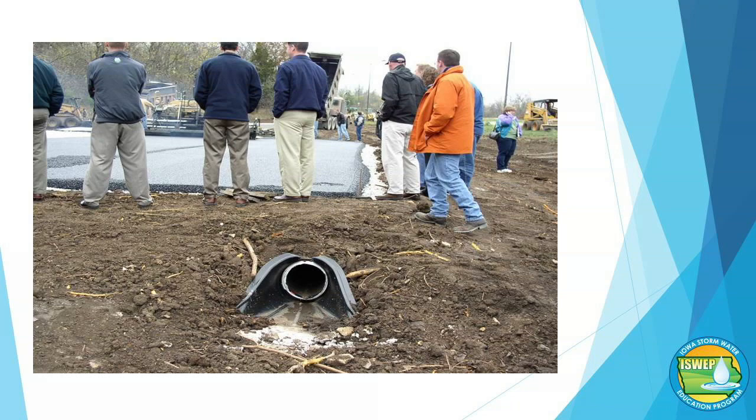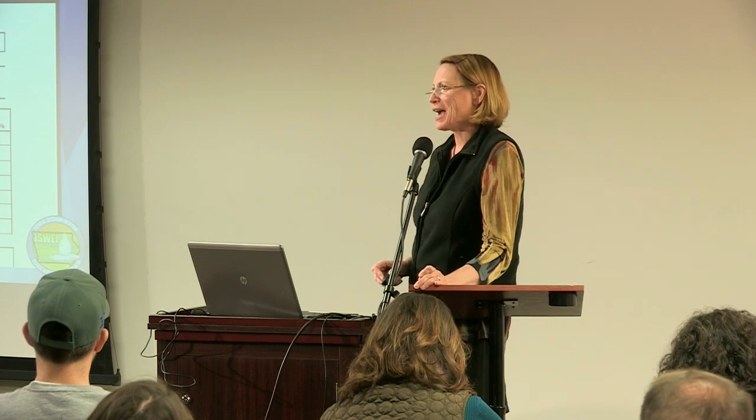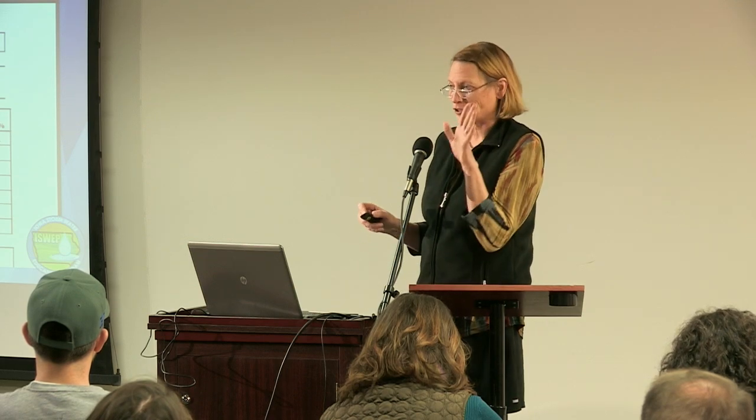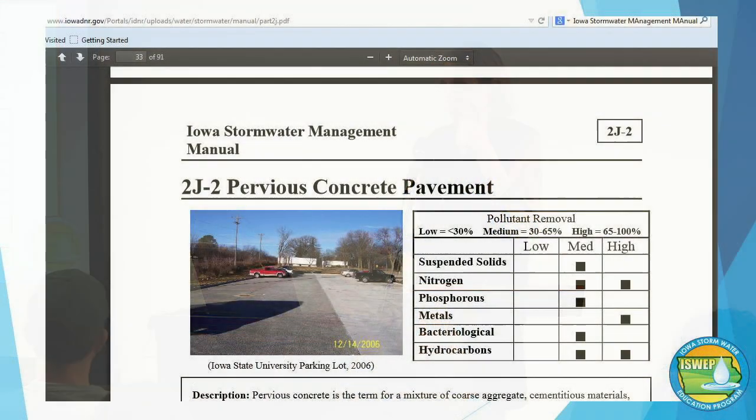There's a subsurface drain. Pervious concrete, and believe it or not, there's porous. It took me 5 years to get this straight. There's porous asphalt, pervious concrete, and permeable pavers. So maybe you guys are trying. We'll have a quiz on this at the end of the day. So I have it straight in my mind now.